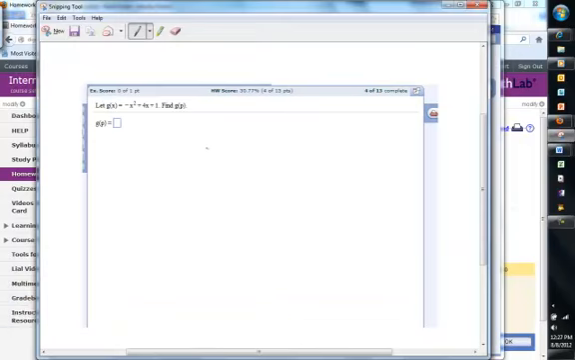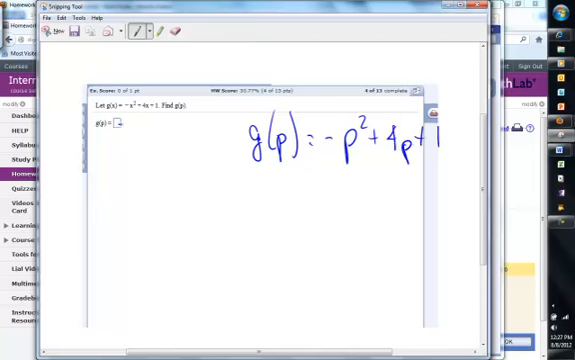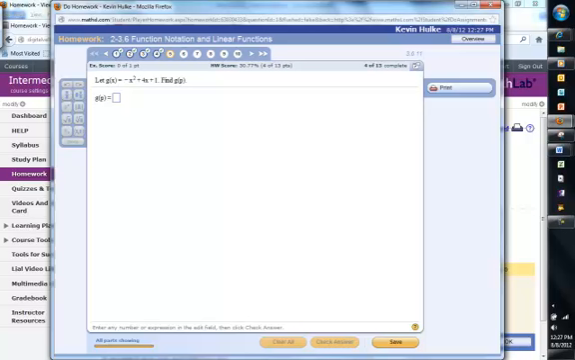So now they say let g be x. So we have g of p is -p squared plus 4p plus 1. So all we need to do is, instead of writing x, write p. So -p squared plus 4p plus 1. Next one.